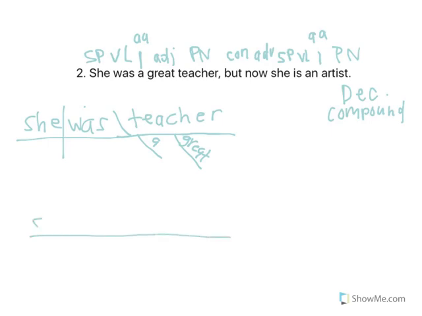Now she's an artist. So she is our subject again. Is is our linking verb. An artist again is pointing back to she. An is modifying artist. It's telling us which kind of artist. And now goes under is because it is modifying is. It's an adverb, and it's telling us when she's an artist. And we connect our compound sentence with our coordinating conjunction. She was a great teacher, but now she is an artist.